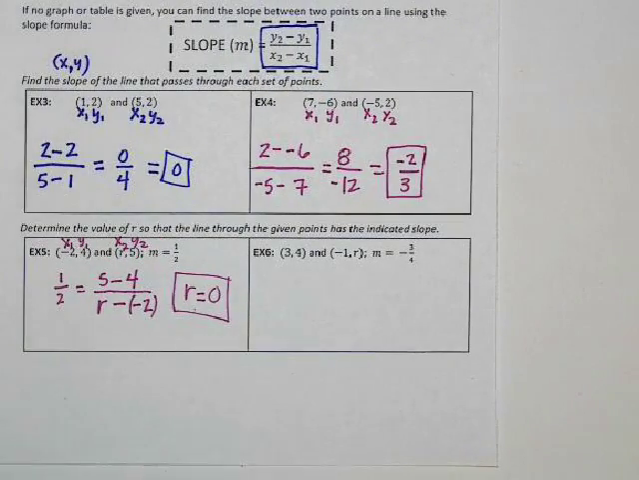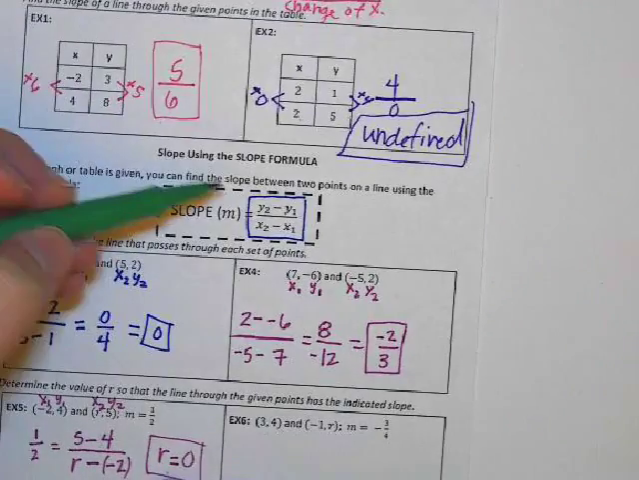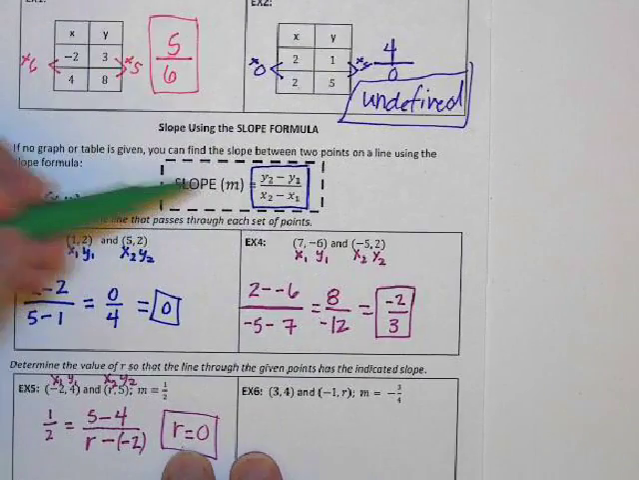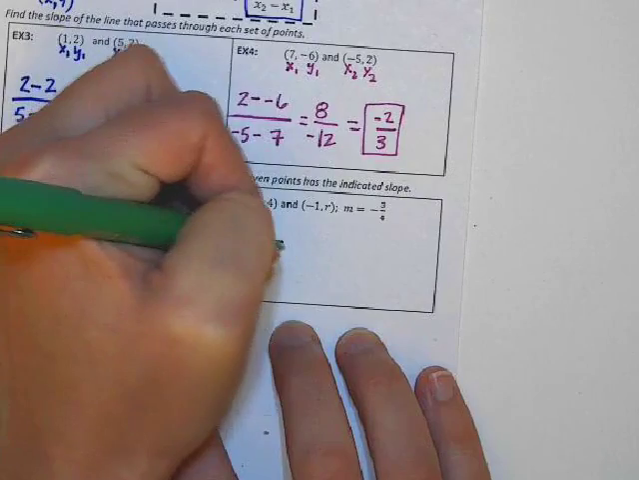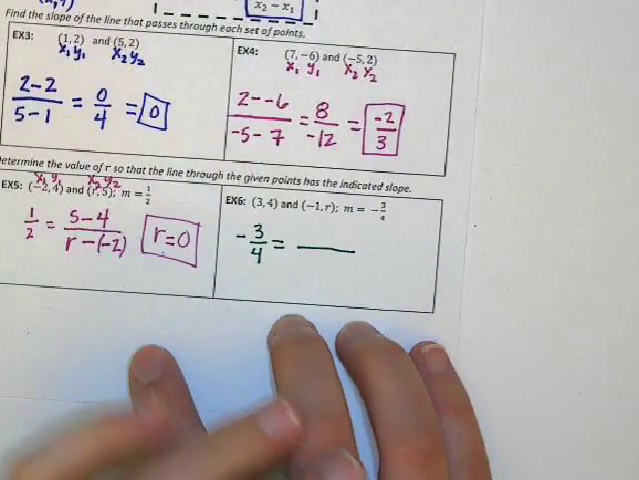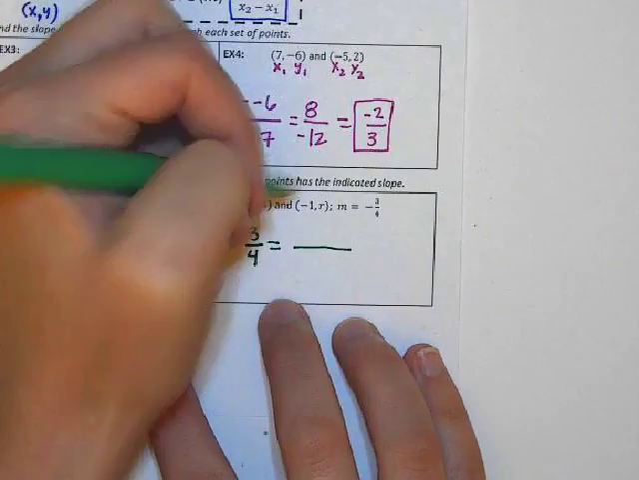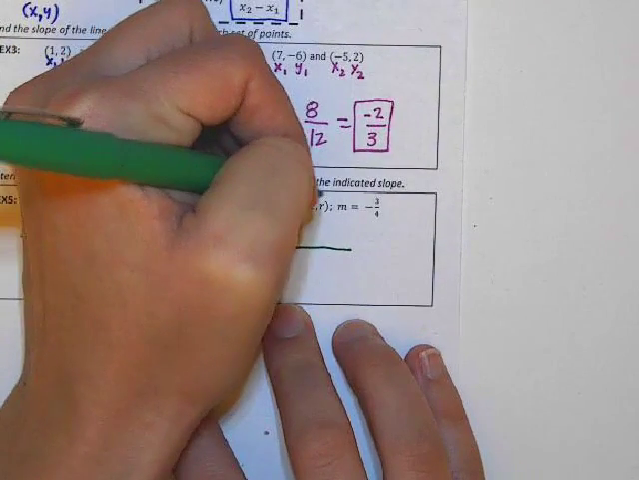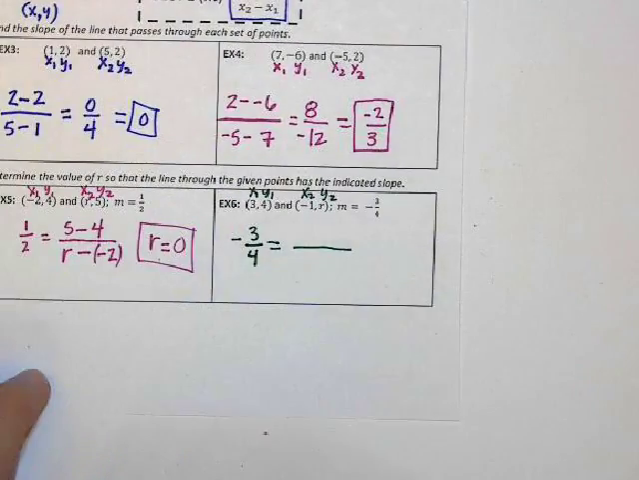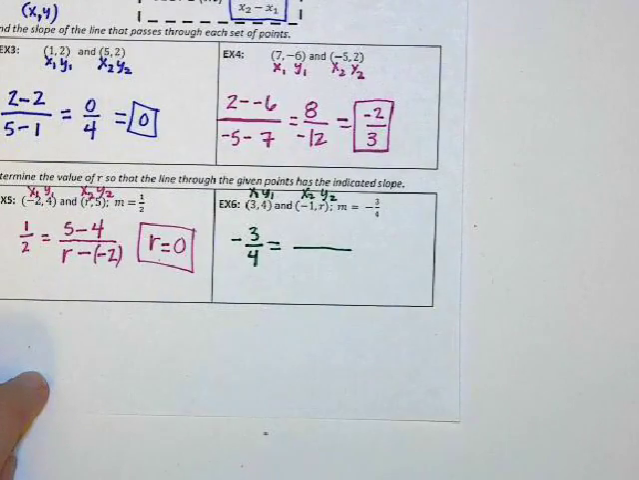Example 6, same thing. Let's set it up the same way, using this equation up here in the dashed lines. Start with your slope. What is my slope? Negative 3 over 4 equals fraction bar. Go label your points. X1, Y1, X2, Y2. It is very confusing if you don't label your points. So make sure you're labeling them every time.